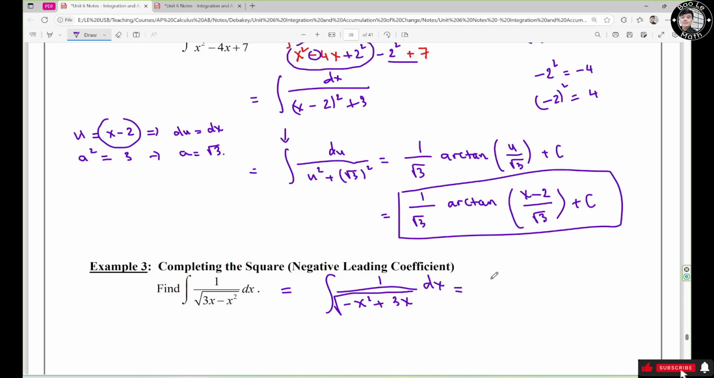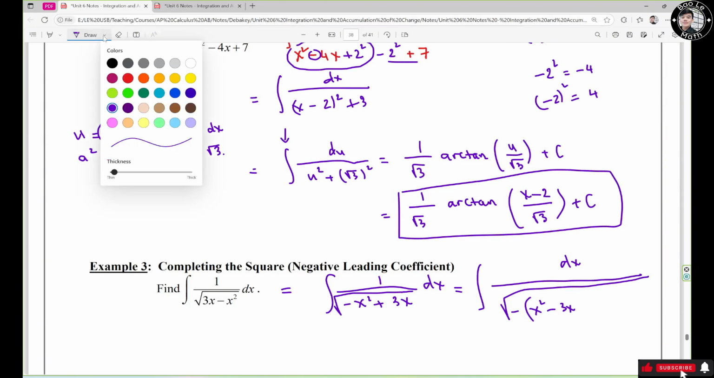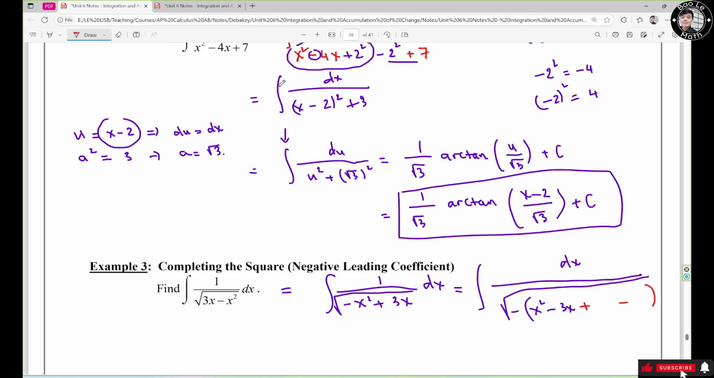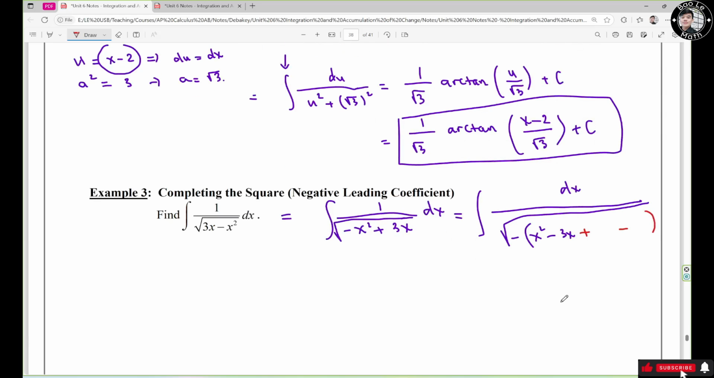So this turns out to be the antiderivative of ds on the top, square root of negative, factor negative one out, so it is s squared minus 3s. Then I need to add and subtract the same amount. So how do I fill in the blank right here? I need to take the middle term, which means 3 divided by 2, and then square it. So this turns out to be 3 over 2 all together squared. Now you add 3 over 2 squared, and you need to subtract 3 over 2 all together squared. Keep that in mind.